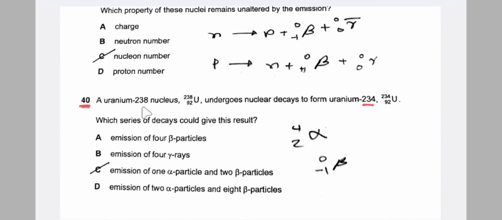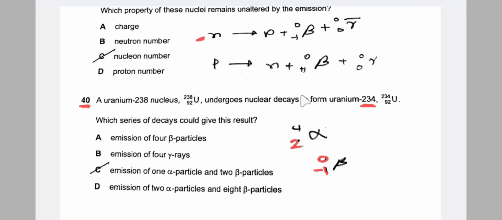Number 40. A uranium-238 nucleus undergoes a nuclear decay to form a uranium-234 nucleus. Which series of decay could give this result? So, as alpha particles are emitted, the nucleon number decreases by 4 and the proton number decreases by 2. And as beta minus particles are emitted, there is no change in nucleon number, but the proton number increases by 1. That is this decay.